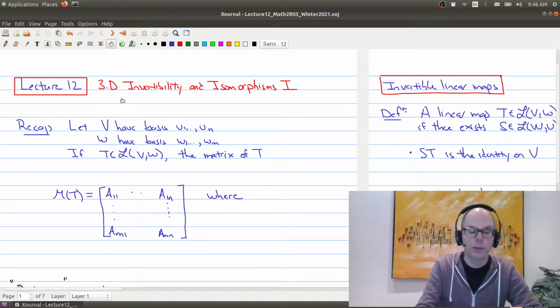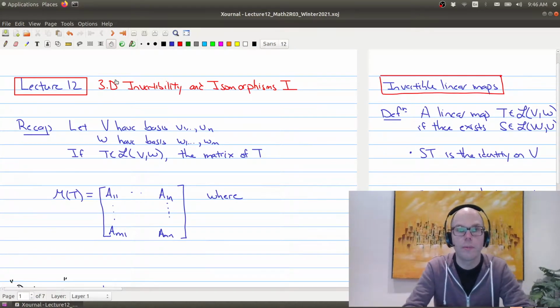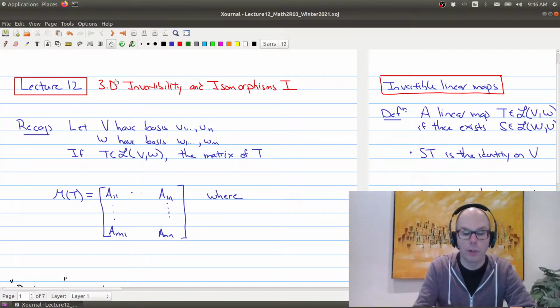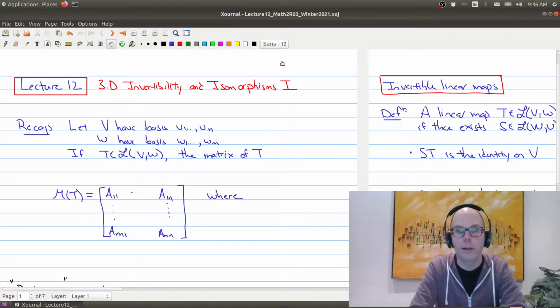In today's lecture, we're going to be looking at Section 3.D of the textbook on invertibility and isomorphisms. We'll actually spend 2 lectures on this section because there's a lot of good content that we would like to go through. So I'm going to start with a recap and justify why we would want to look at the notion of invertibility. Then we're going to look at some of the properties of invertibility and finish up today's lecture talking about isomorphisms.